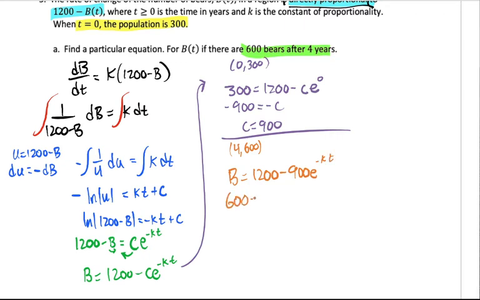So 600 equals 1200 minus 900. Pretty please do not try to combine those. They do not combine, okay, because this 900 is attached to the e-value with multiplication, and PEMDAS says that we can't do that. But I can subtract this 1200 to the other side, so 600 minus 1200 is a negative 600. And now I can divide this 900 to the other side. So a negative 600 divided by negative 900, that's positive 2/3, will equal an e to the negative 4k.